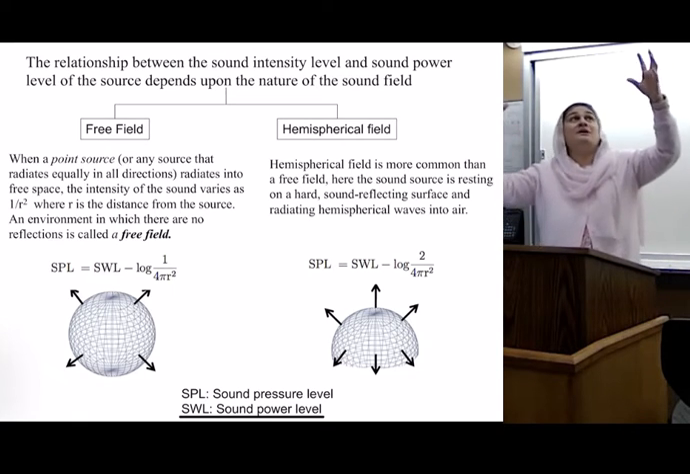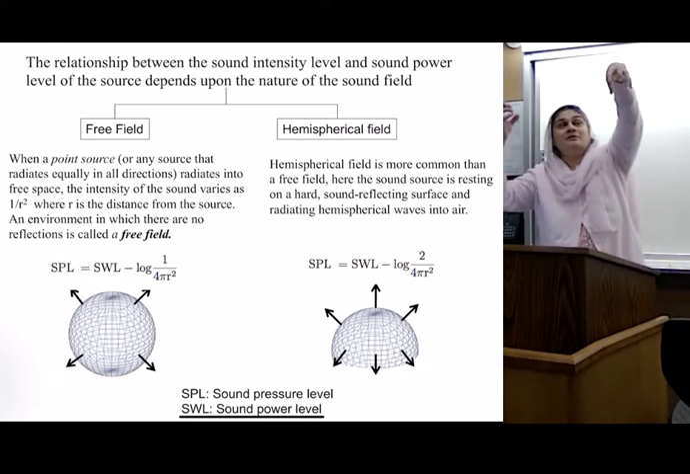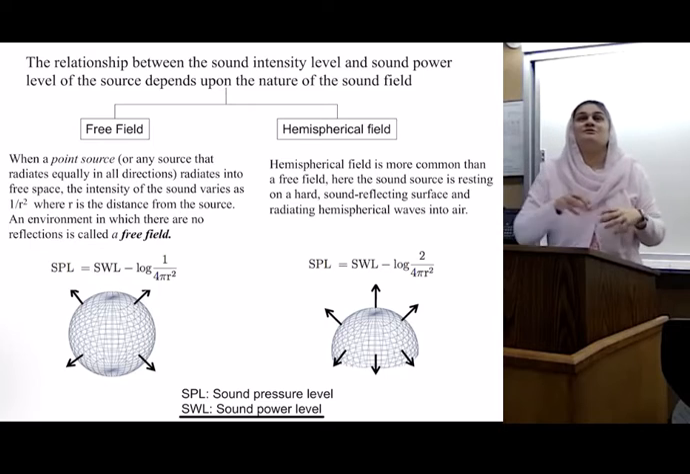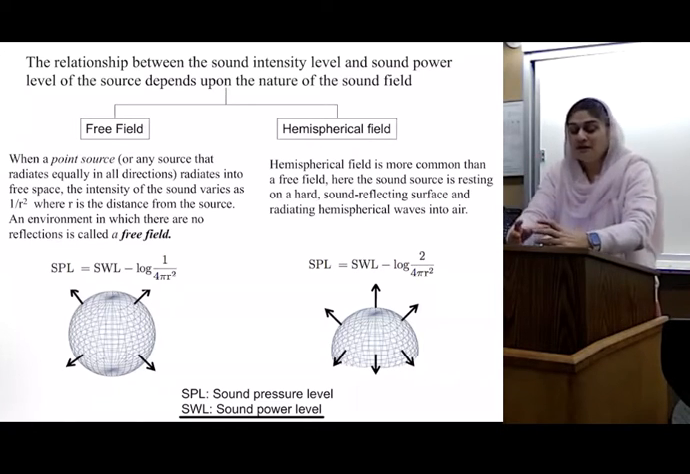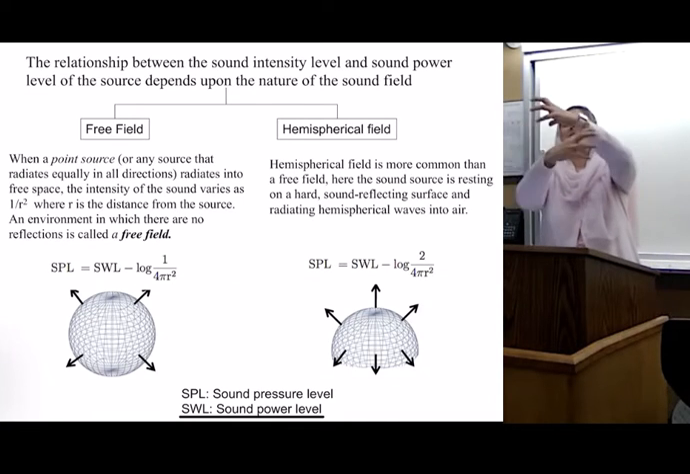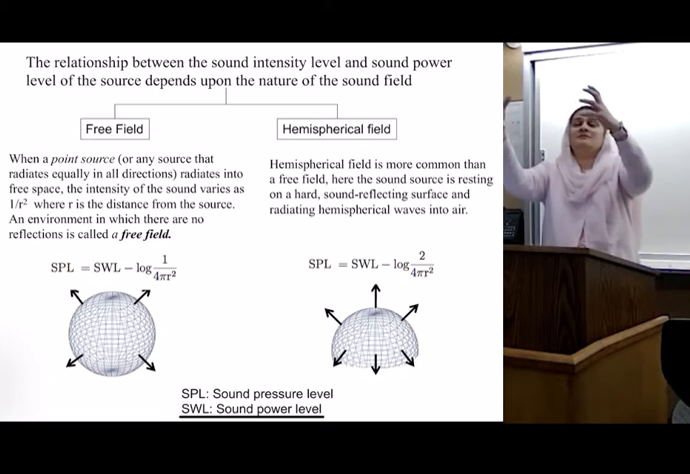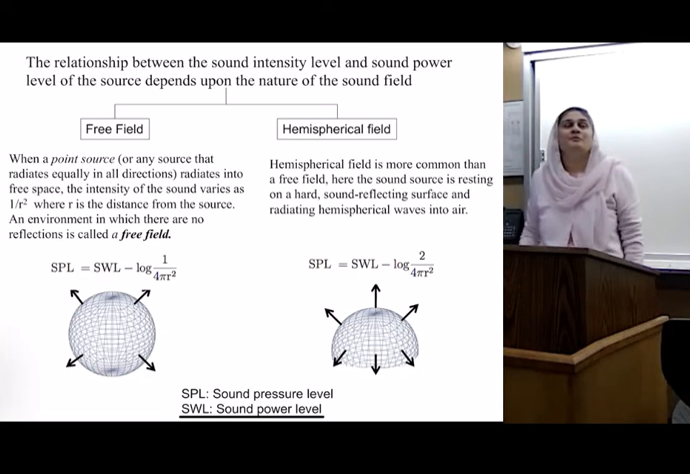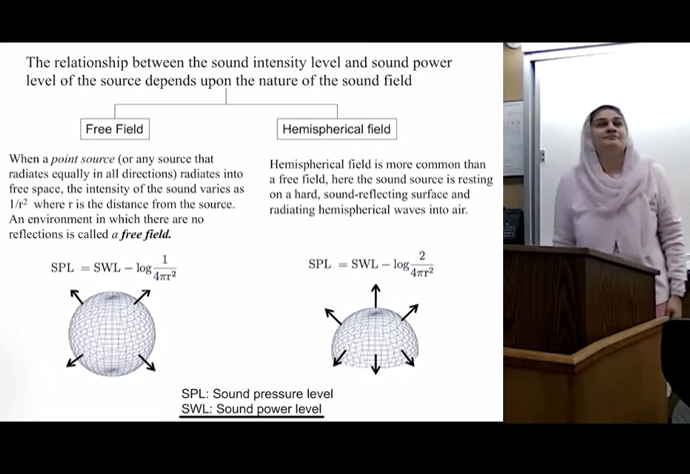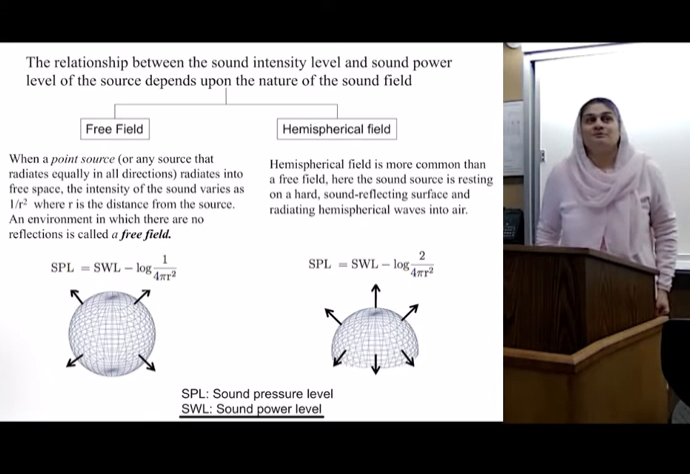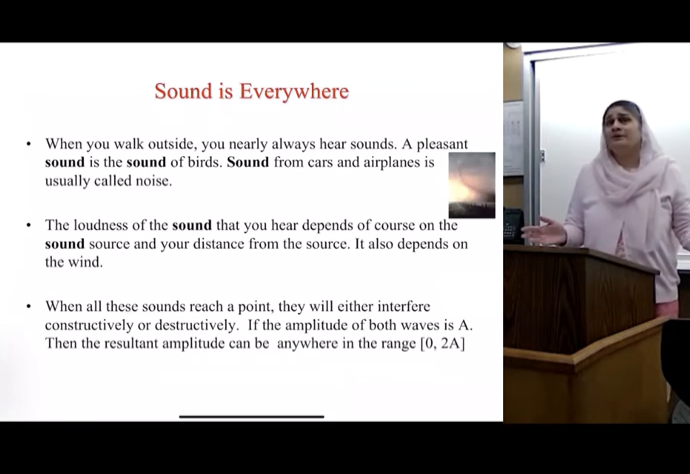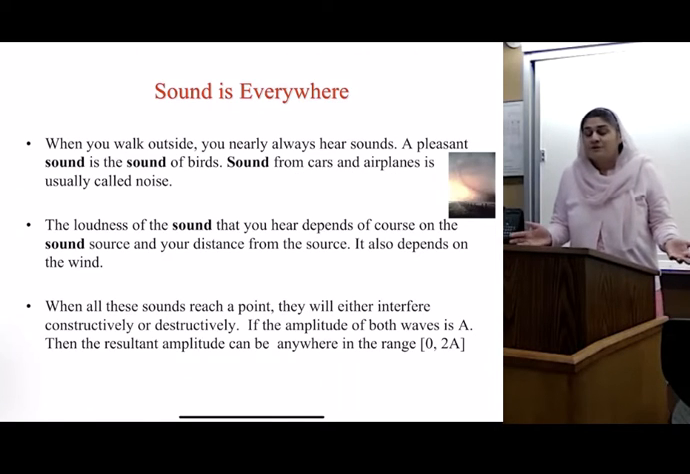Like if there was a speaker hanging in the air versus a speaker sitting on a surface, right? A speaker sitting on a surface will be a hemispherical field. A speaker in air, which is emitting in all directions, will be a free field. And so QD will become either 1 or 2. That's it.